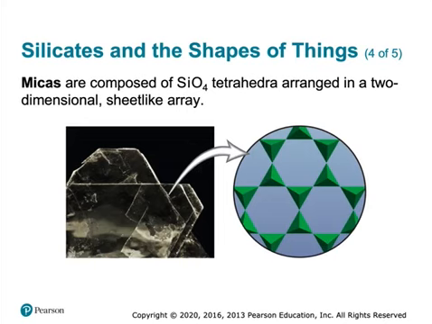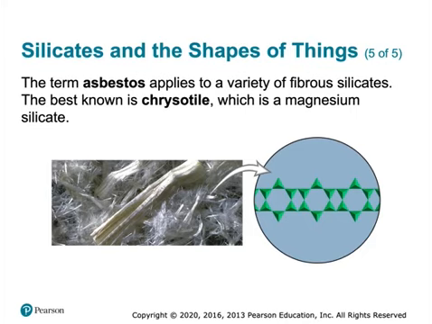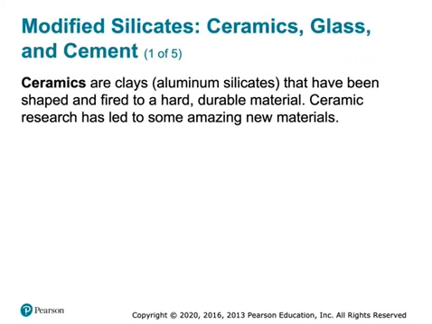And mica is really pretty. It's nice and shiny. Asbestos is fibrous silicates in a straight line. It's a crystalline magnesium silicate, and now its use is banned because of asbestosis, damage to the lungs.